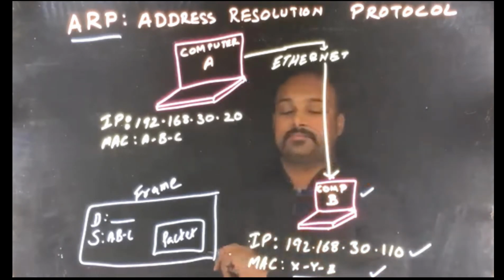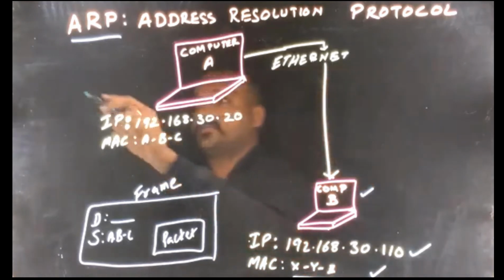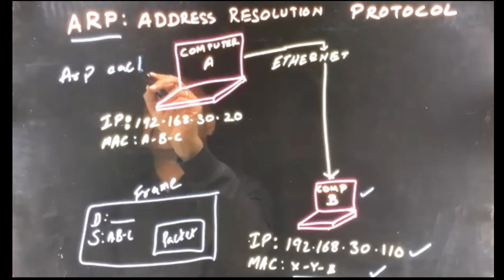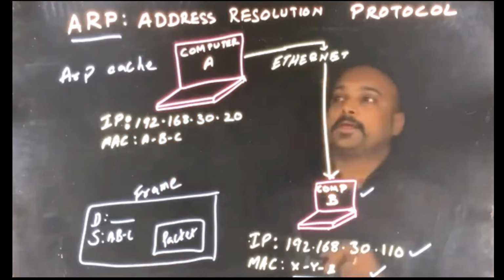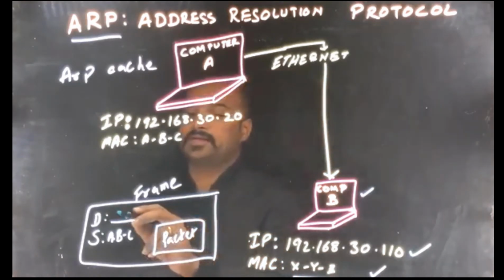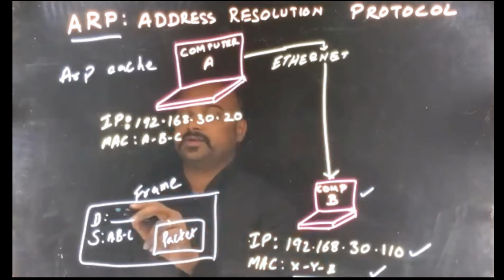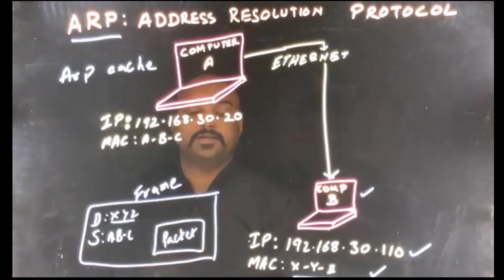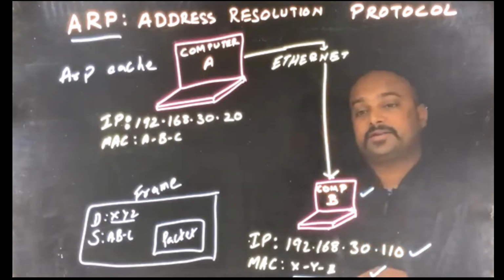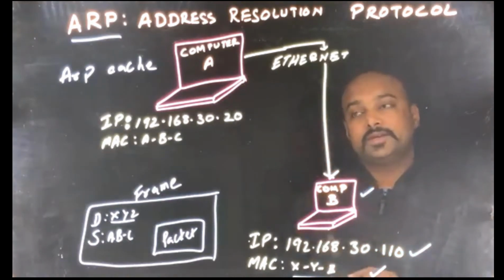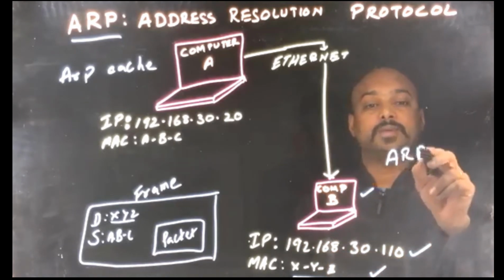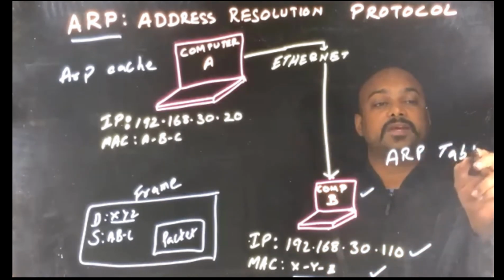Immediately, device A updates its ARP table, right? It's also called the ARP cache. It is updated in its ARP table, and then in the frame it will update the destination MAC address as X, Y, and Z. Now because device B has also got an ARP packet from computer A, it will also update its ARP cache or ARP table.